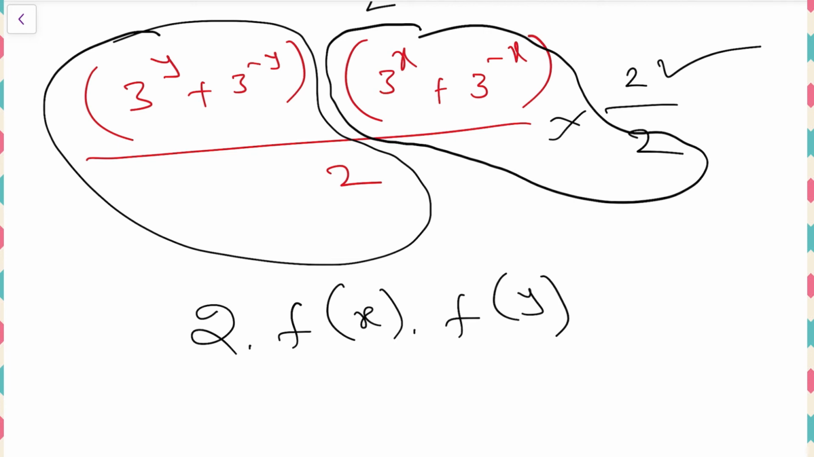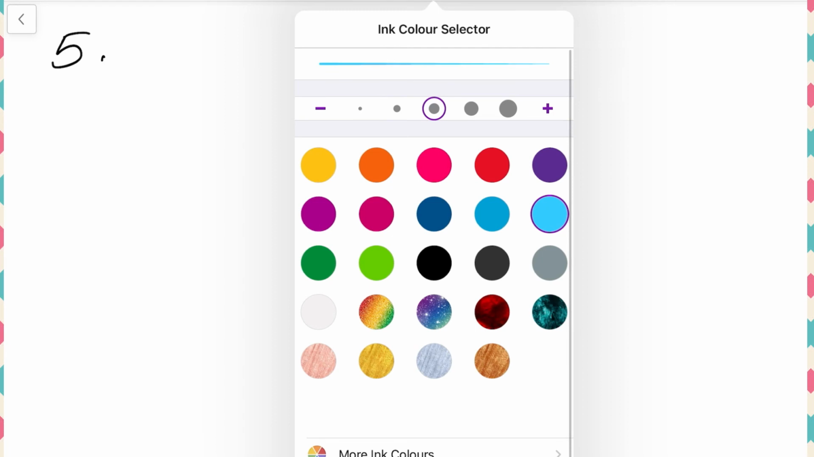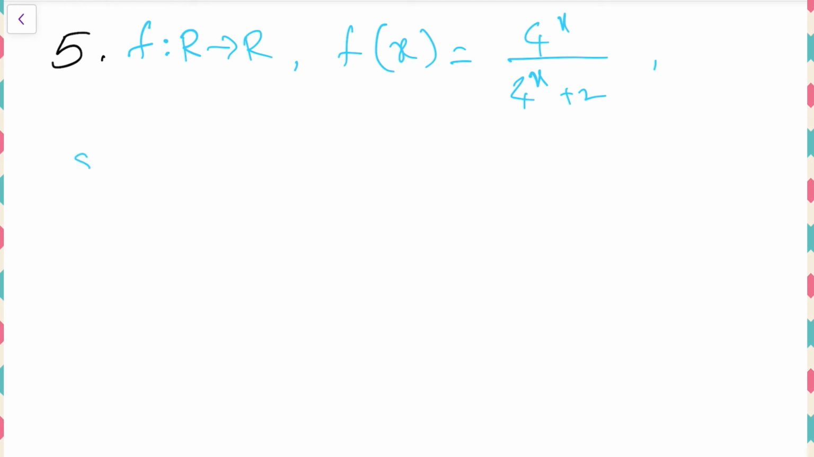Okay, next let us move to question number 5. In question number 5, f is a function from R to R, and that function is defined as f of x equals 4 power x divided by 4 power x plus 2. Then he is asking to show that f of 1 minus x is equal to 1 minus f of x.